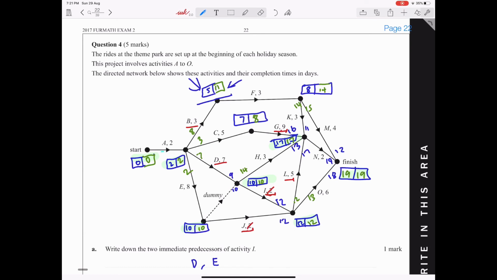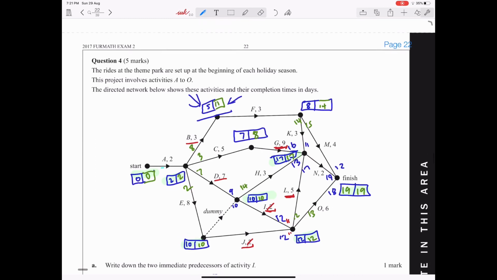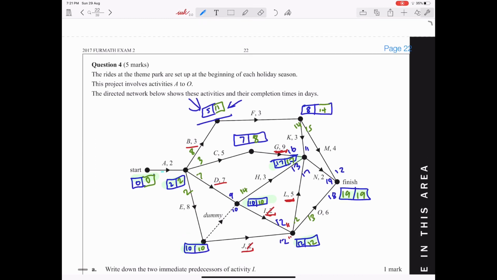So you notice that if we reduce each one by 1, it becomes 11 here and 11 here. So 11 plus 5 plus 2 is now 18, but we still have L as an option to crash and G as an option to crash. So if we crash L by 1, that would be 4. So that will result in 11 plus 4, which is 15. And if we crash G by 1 over here, that's 8. So then it will result in 7 plus 8, which is also 15.